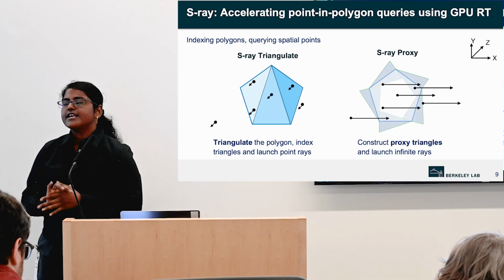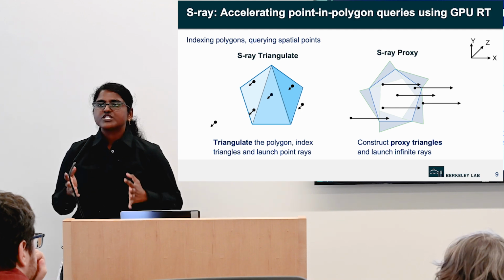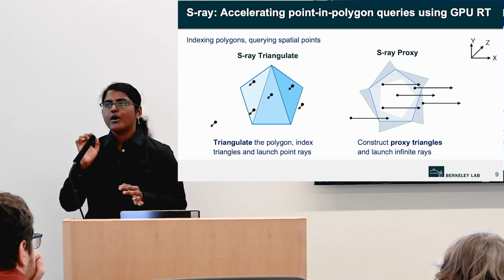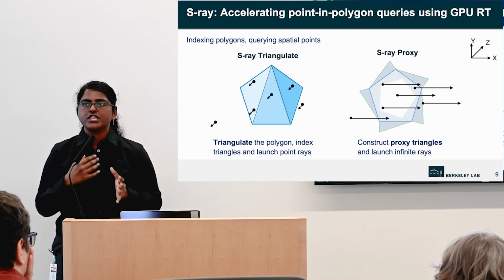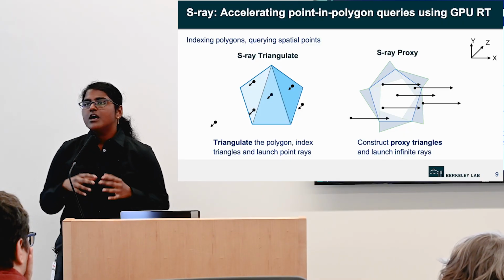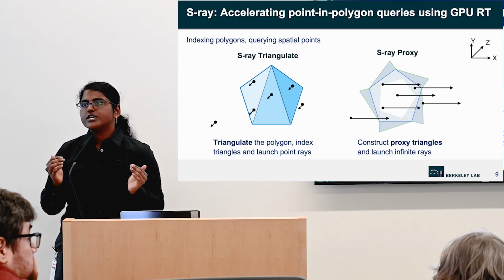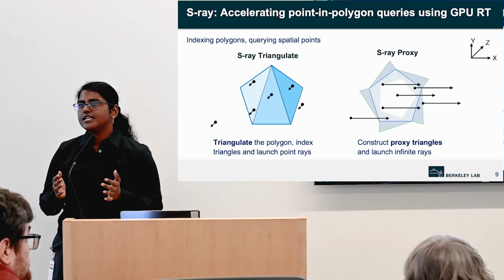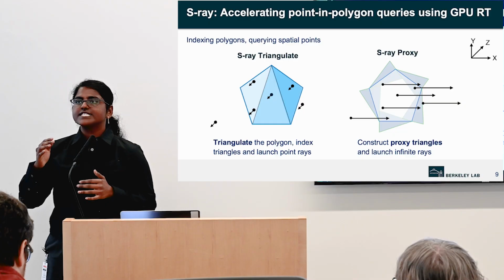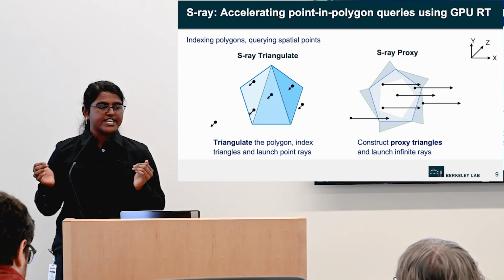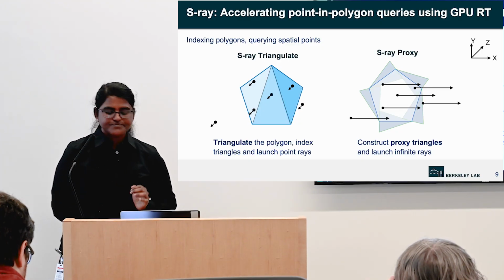And then in the S-ray proxy method, what we're doing is we're building proxy triangles. So another restriction with the ray tracing architecture is that if the ray and the triangle are coplanar, then the hardware will not detect the intersection. And in the real world, the polygons could be three-dimensional. So what we do is along each edge of the polygon, we build a proxy triangle that goes in and out of the plane, where the edge of the polygon is the median of the triangle. And we shoot long rays. And when these rays hit the triangle, it means the point is inside the polygon.